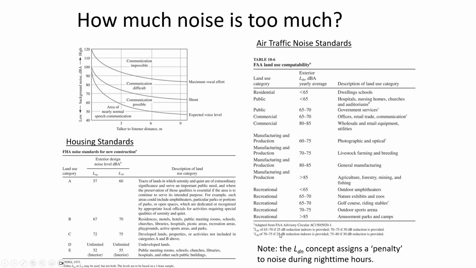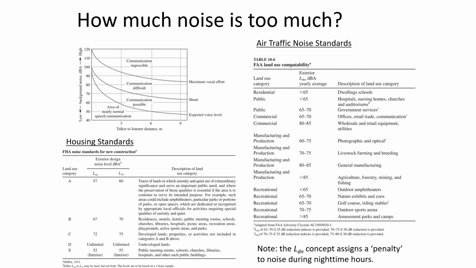They have a weighted average that takes into account the extra significance of noise during nighttime hours. This L sub dn is just a way of calculating an annual average and then assigning penalty points, so to speak, to noise at night.